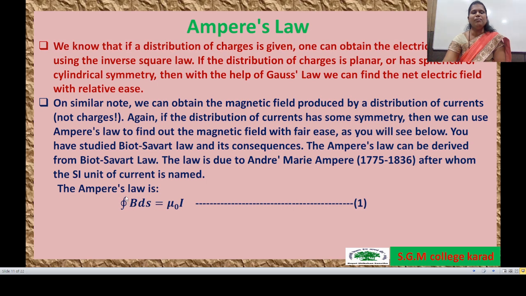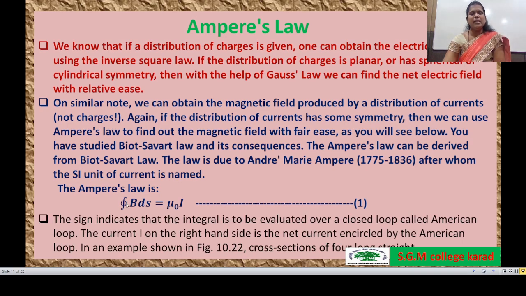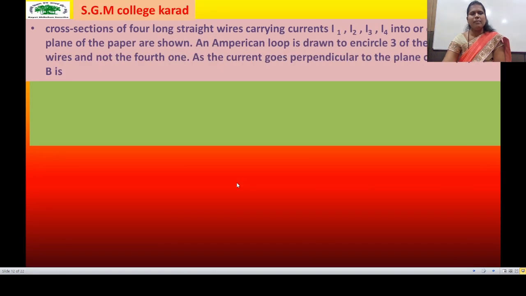In mathematical form, we can write the line integration of B·ds is equal to mu 0 I. This sign indicates that the integral is over a closed loop, called an Amperian loop. An Amperian loop means a circle drawn around any loop. Now, what is meant by an Amperian loop?